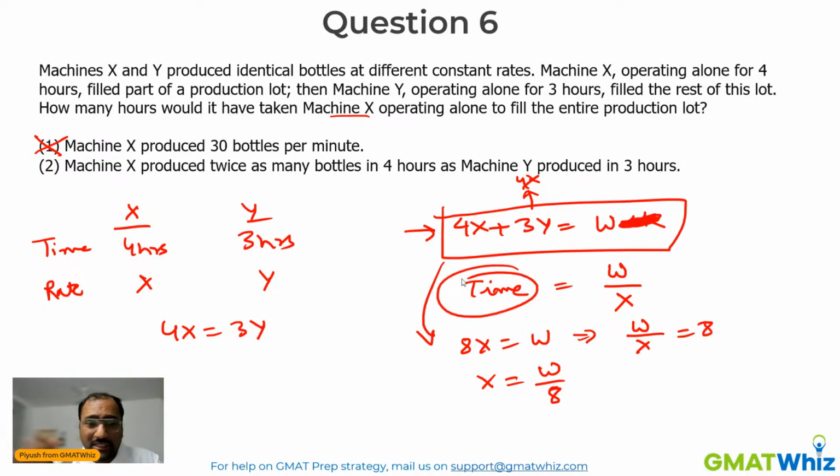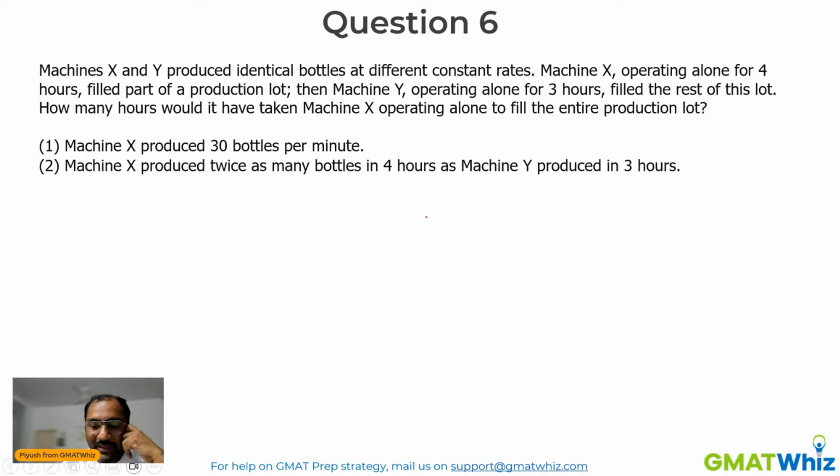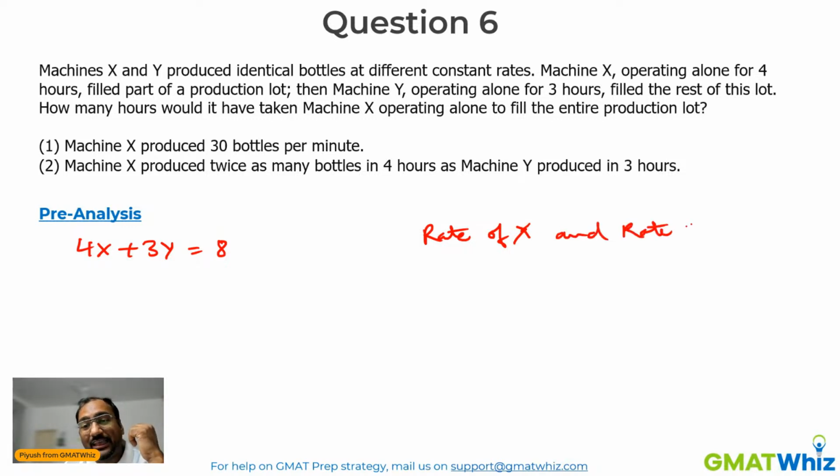So, a straightforward question, not too complicated. You don't have to calculate, you just have to understand the concept and you can solve it. When you look at this question and do the pre-analysis, my pre-analysis should be that I can get an equation in x and y. If I can somehow get a relationship between the rate of x and the rate of y, another equation, that is good enough for me to answer the question. And that's what is given in statement 2. That's why statement 2 is the correct answer and B is the correct option in this case.